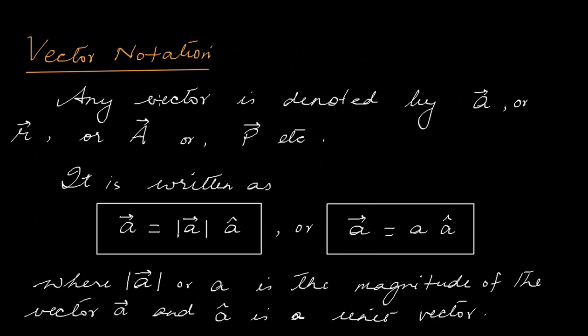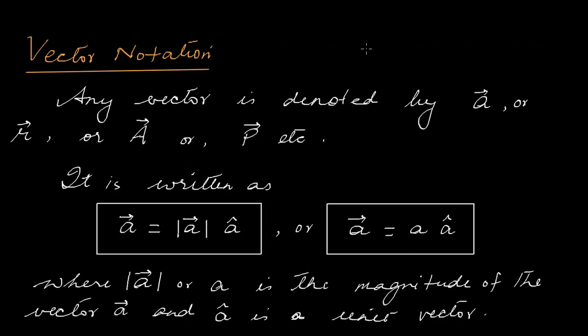Vector notation. Now how do we write a vector? Any vector is denoted by A with a bar sign, or R with a bar sign, or capital A with a bar sign, or capital P with a bar sign. So basically it is any letter. You can denote a vector with any letter, but there should be a bar sign on top.